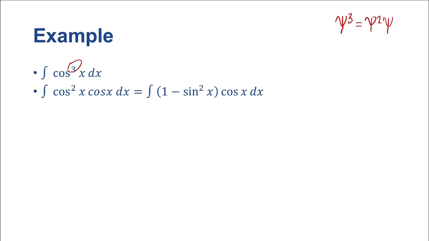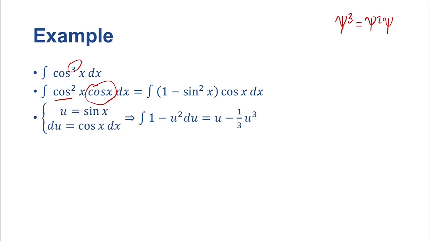Now we did this similar kind of power stripping as we did back in the last example, and now again we're ready to make that substitution. So that gives us the integral of 1 minus sine squared of x times cosine of x dx. Again, now we're perfectly capable of making this u substitution, setting u equal to sine of x and du equal to cosine of x dx.